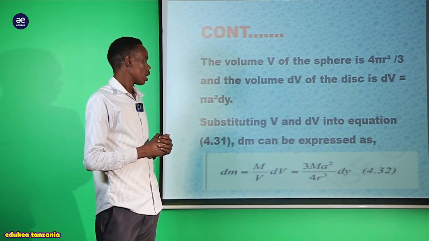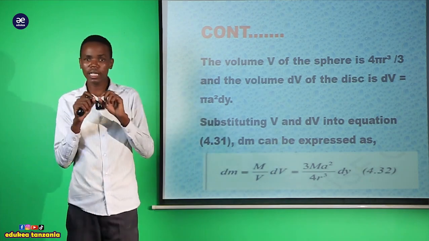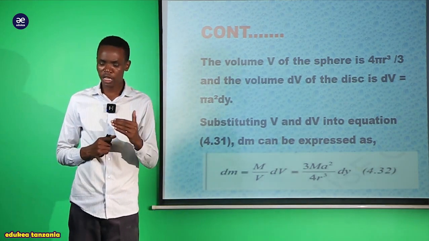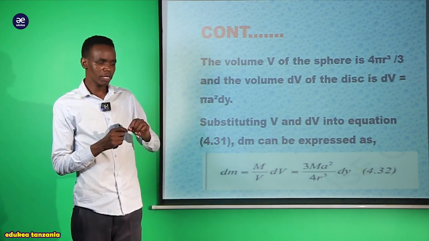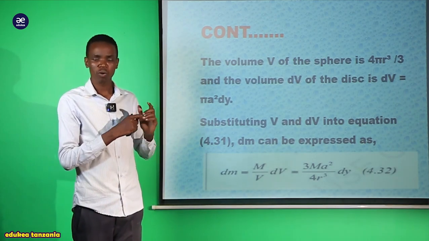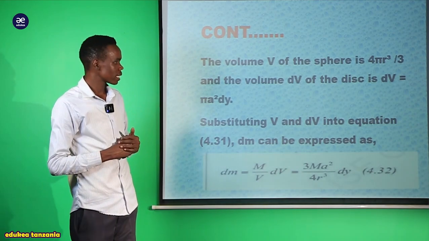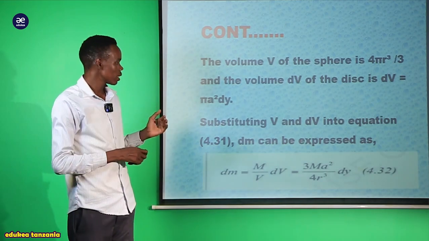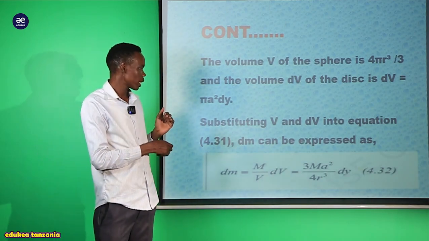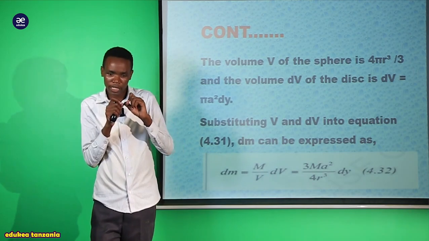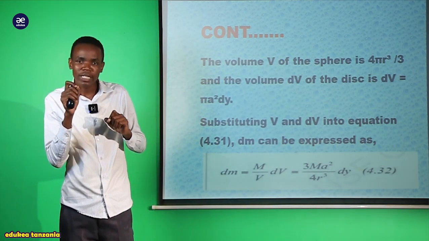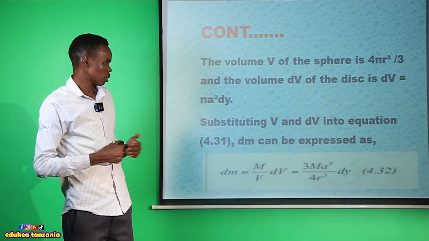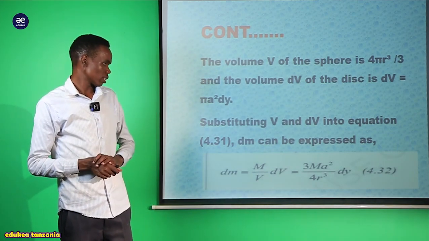This is the volume of the sphere. For the small change of the volume, we look at the elemental disk. The volume of the elemental disk must equal pi a squared times dy. We take pi a squared, then multiply it by the small thickness of the elemental disk. This is how we obtain it, my dear students.